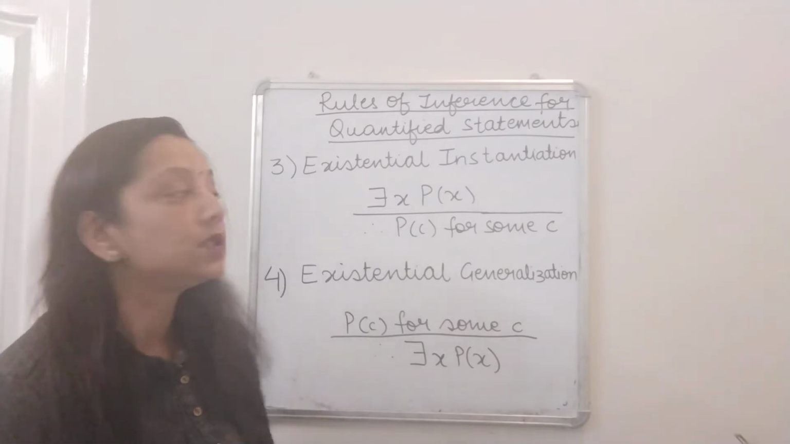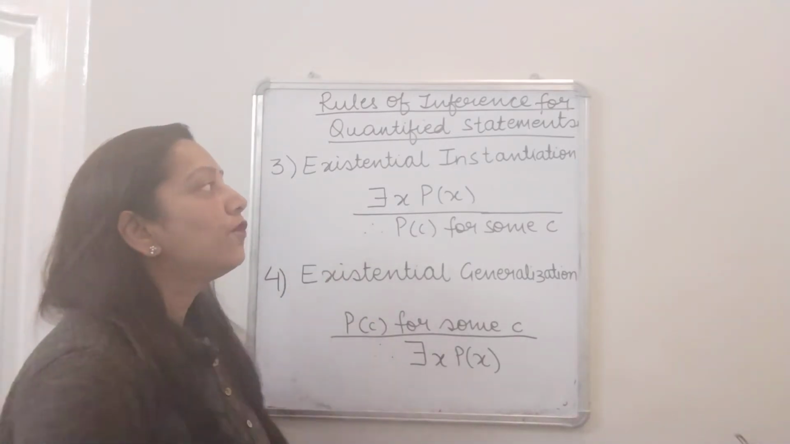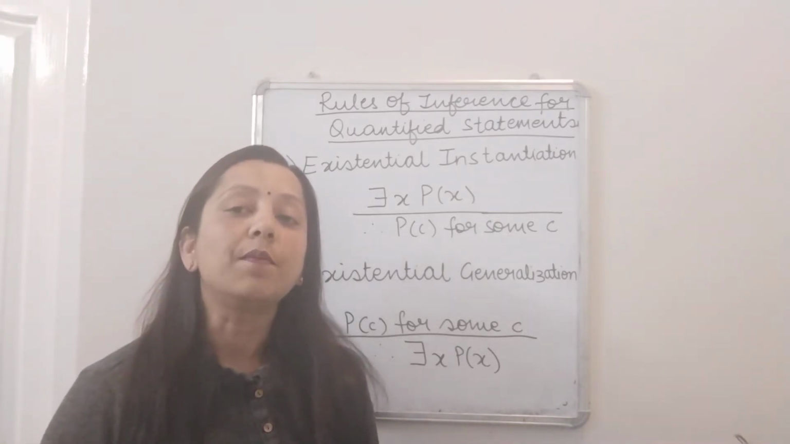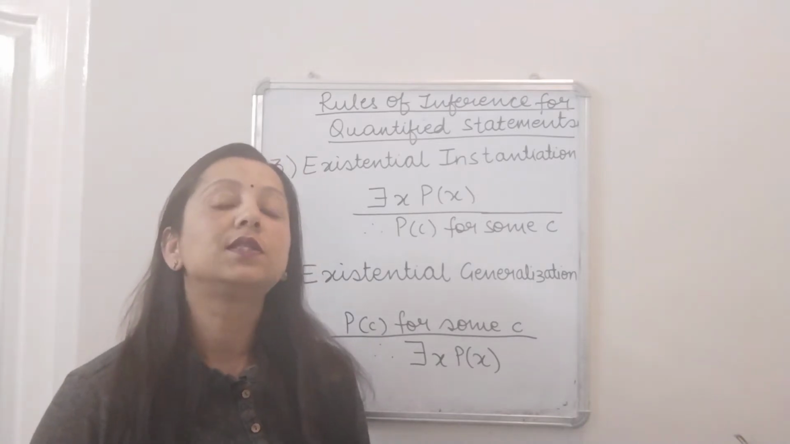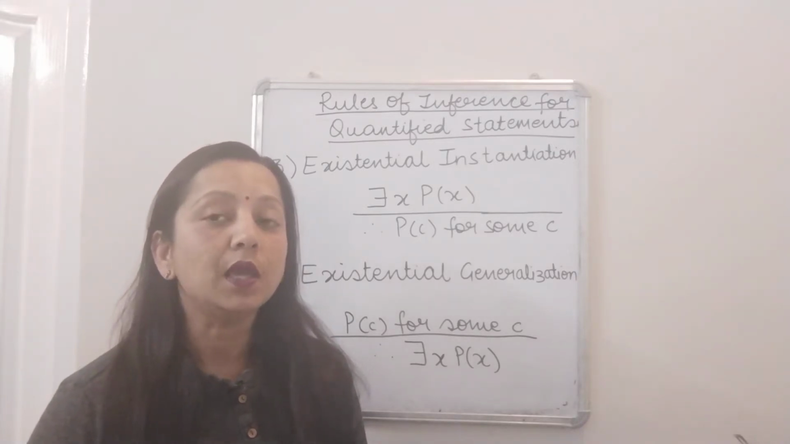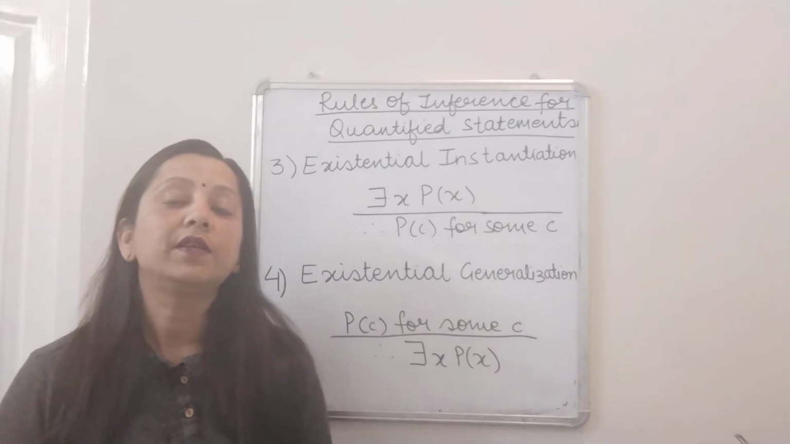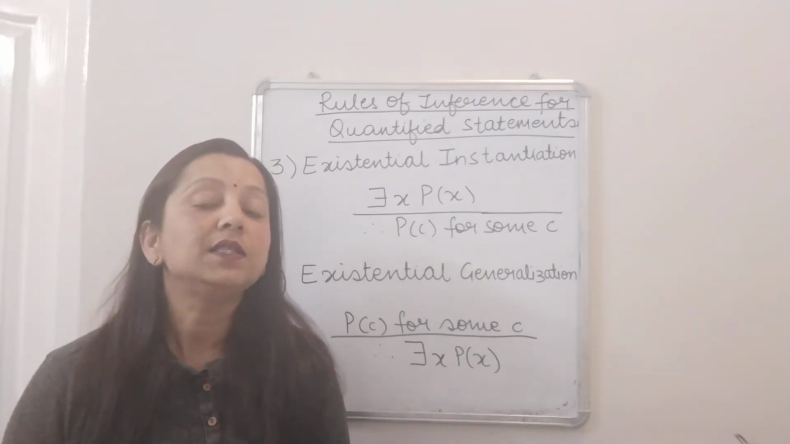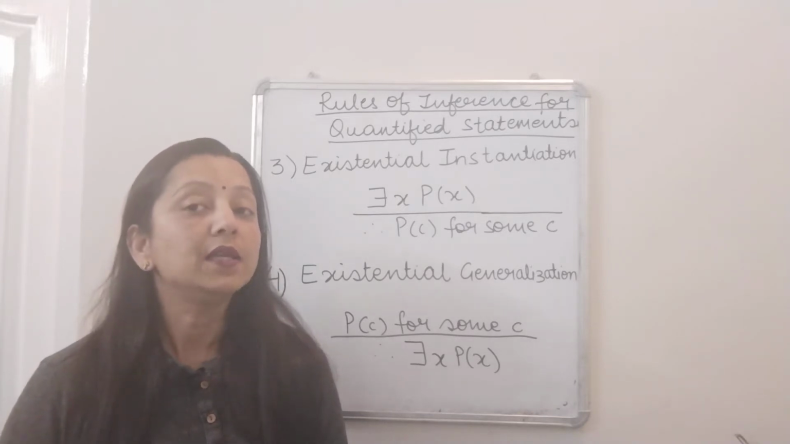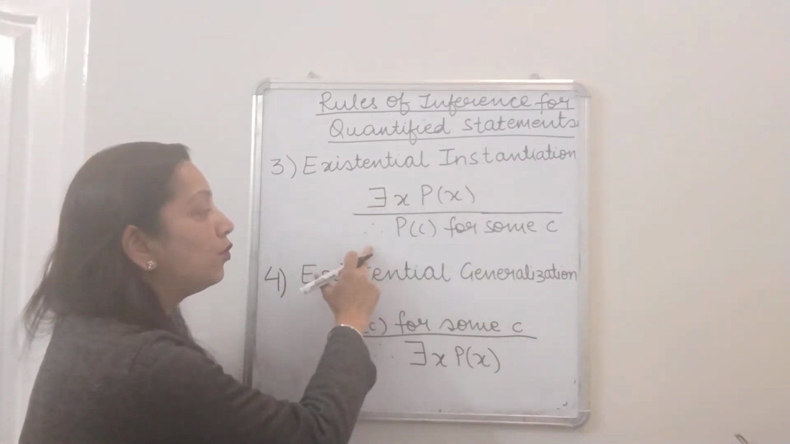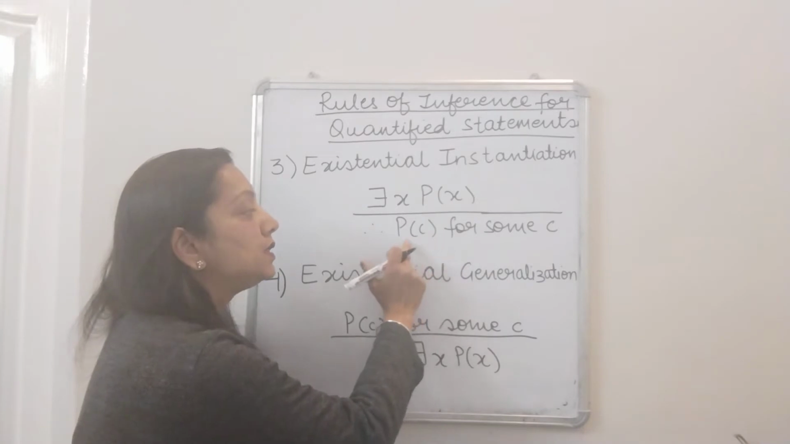Now what are these rules? So the third rule, that is the rule of existential instantiation, says that if for some x, P(x) holds, or there exists some x for which P(x) is true, then we can say that there exists some c for which P(c) is true. In other words, when there is some element from the domain for which P(x) is true, we can give it a name such as c. So we have to specifically find such an element c for which P(c) is true, and here c cannot be arbitrary.